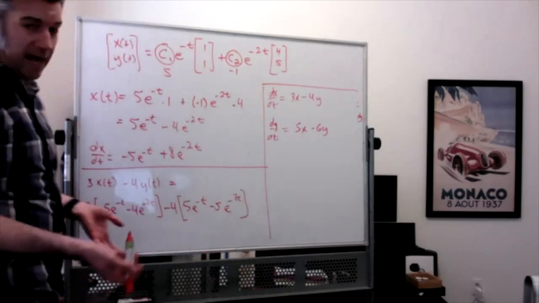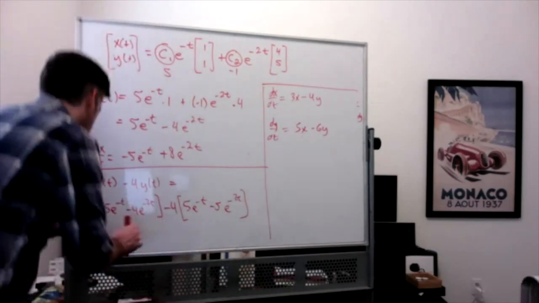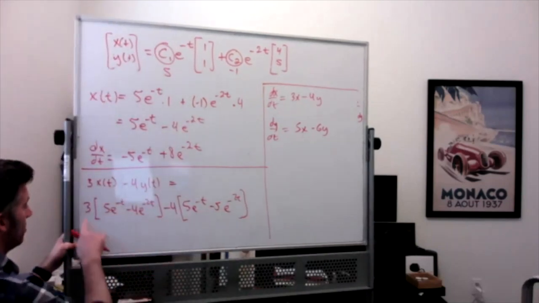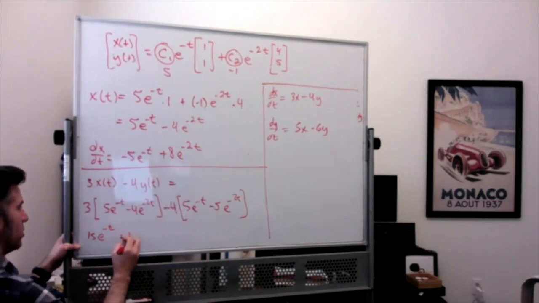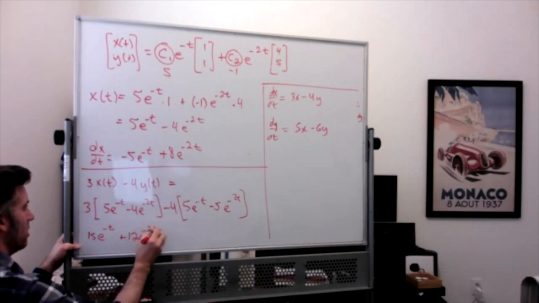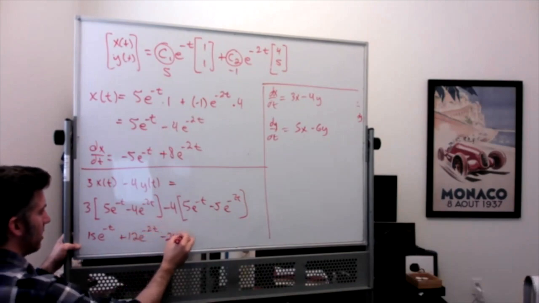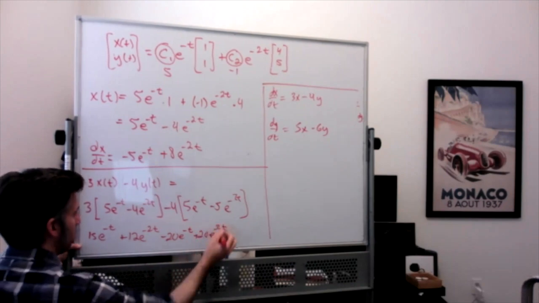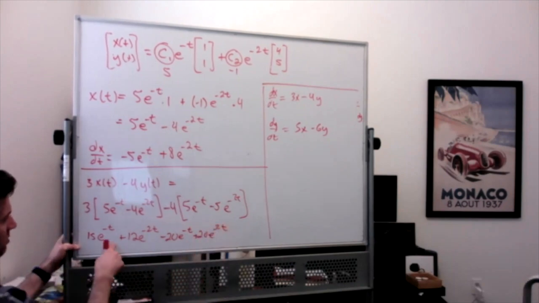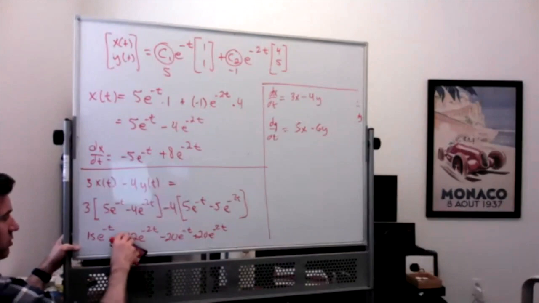Okay, and then when we add these together, let's see what happens. So I'm hoping it turns out right. So 15 e to the negative t plus 12 e to the negative 2t minus 20 e to the negative t plus 20 e to the negative 2t. And I made a small mistake here. That should be a minus 12, not a plus 12.